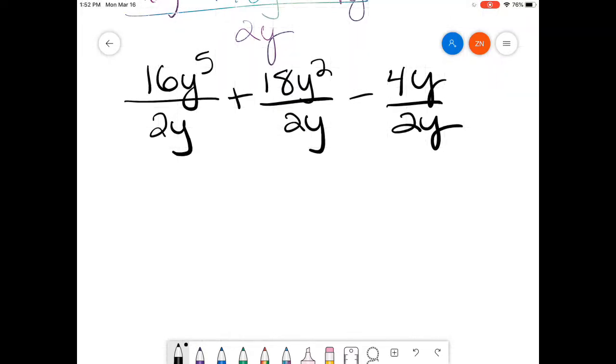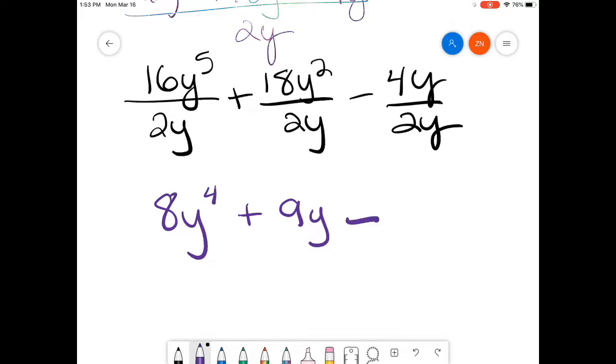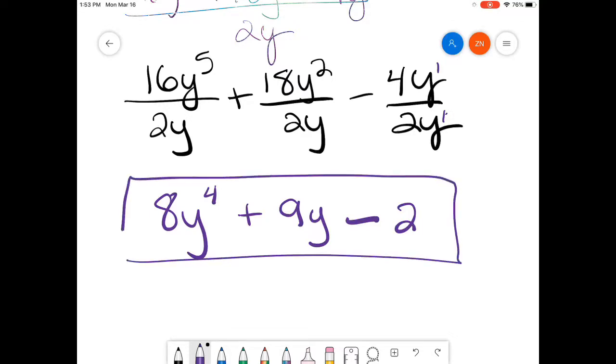Simplify. 16 divided by 2 is 8. 5 minus 1 is 4. 18 divided by 2 is 9. 2 take away 1 is 1. I don't need to put the exponent of 1. Minus 4 divided by 2 is 2. 1 take away 1 is that 0 thing again, so I don't need to put the variable because anything to the 0 power is 1. 1 times 2 is 2. Double check, is it in standard form? It certainly is, and now I'm done.